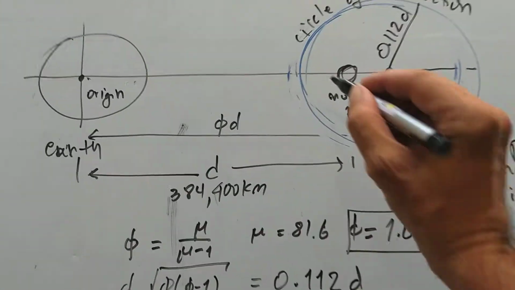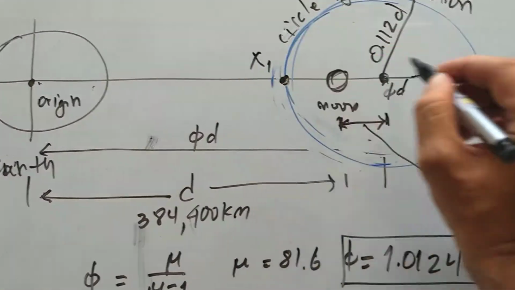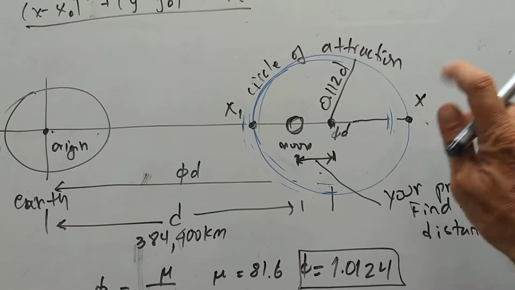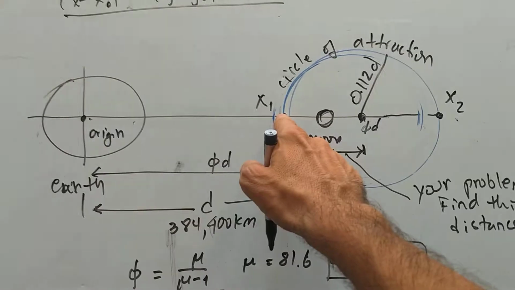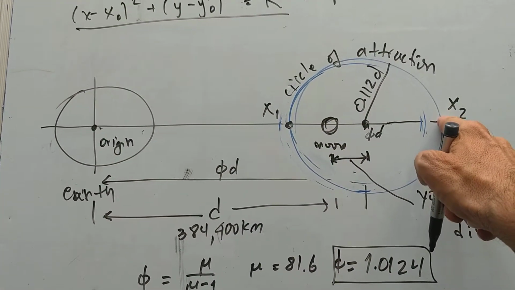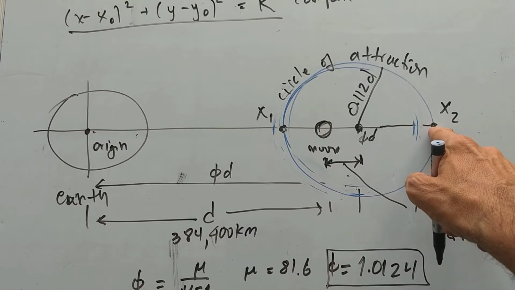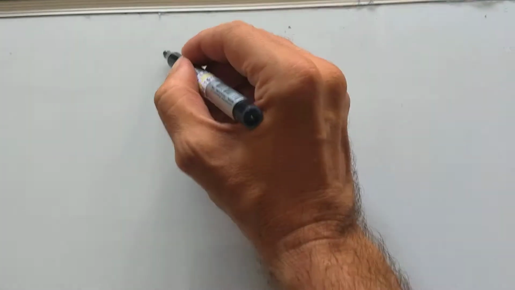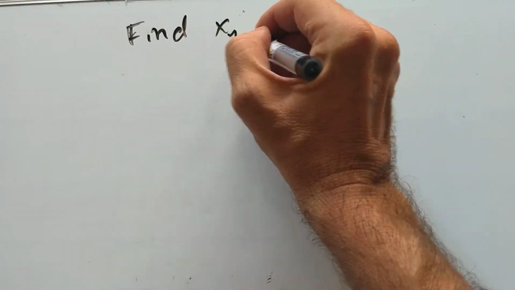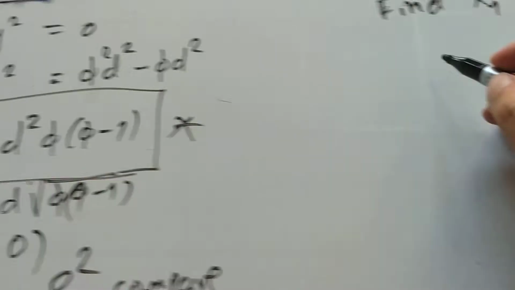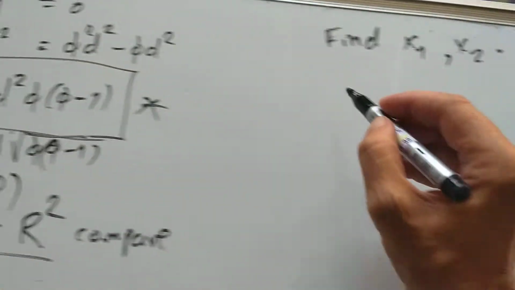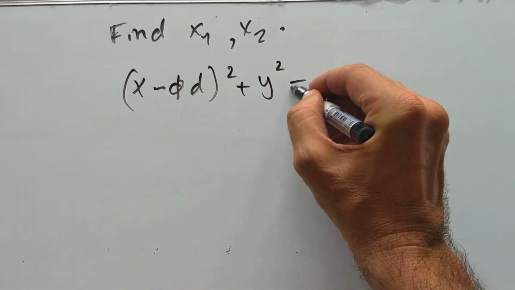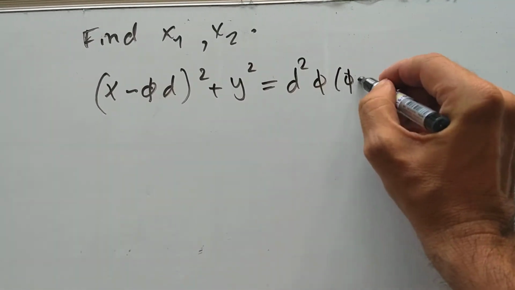What I'm going to do now, though, is calculate the classic questions, which are: you find this point of attraction where the force is 0, and this other point where the two forces are equal. Find x1 and x2. So that's what we're going to do now. All right, let's take the equation of the circle here. X minus phi d squared plus y squared is d squared times phi minus 1.